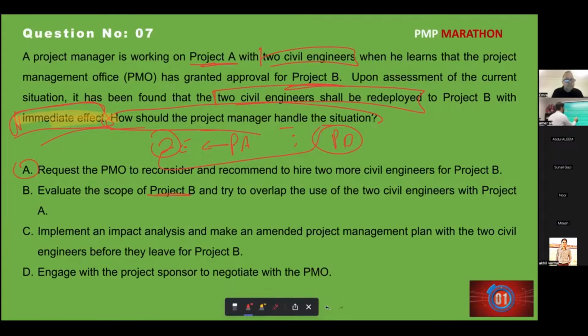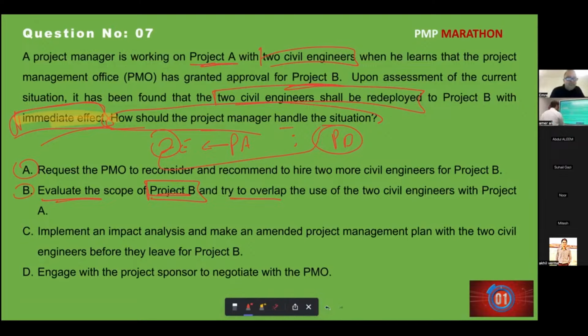Does a project manager have two projects? No, he doesn't care; he cares for himself. He cannot evaluate the scope of project B, and he cannot overlap it. Got my point? So now this is a good option.